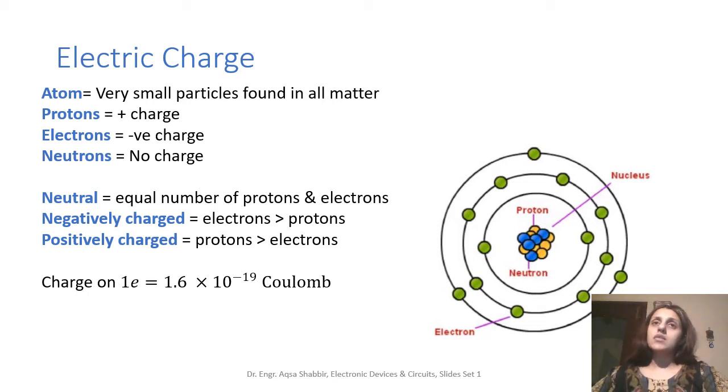We call a material or a substance neutral if it has an equal number of protons and electrons. A material is negatively charged if the number of electrons is greater than the protons, and of course, it's positively charged if the protons are greater than the electrons. Charge on one electron is equal to 1.6 × 10^-19 coulomb, and the SI unit for measuring charge is coulomb.